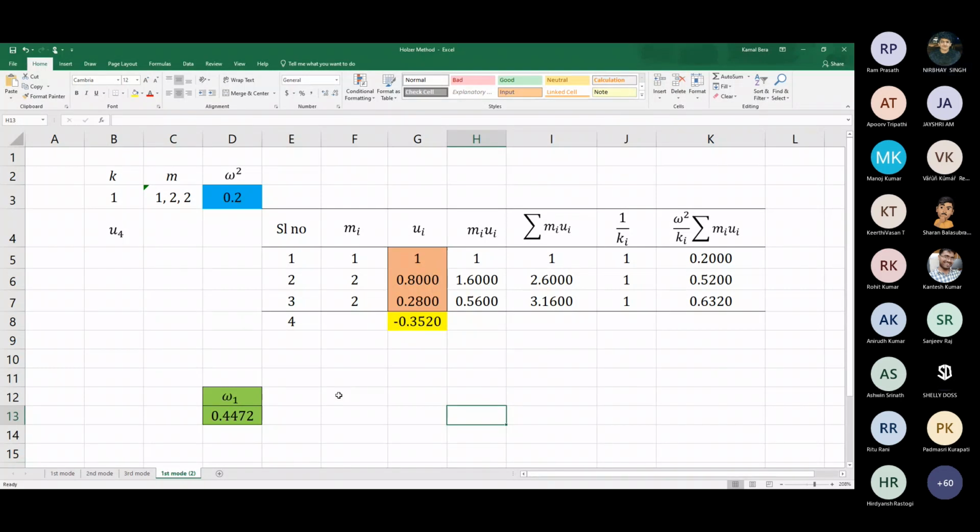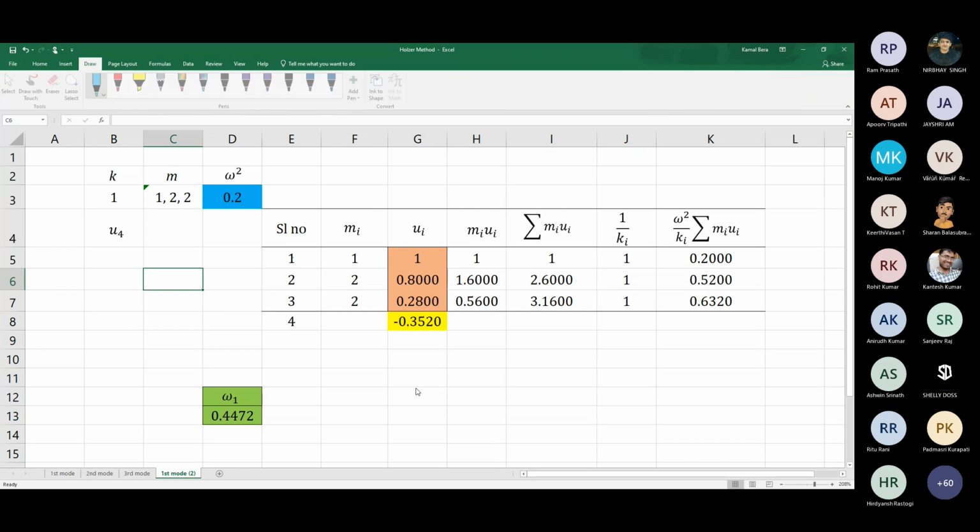So the same problem, right? All k are 1, so I have written here 1, mass is 1, 2, 2. Look at the table carefully. Serial number I have written 1, 2, 3. That means it is actually representing this thing.